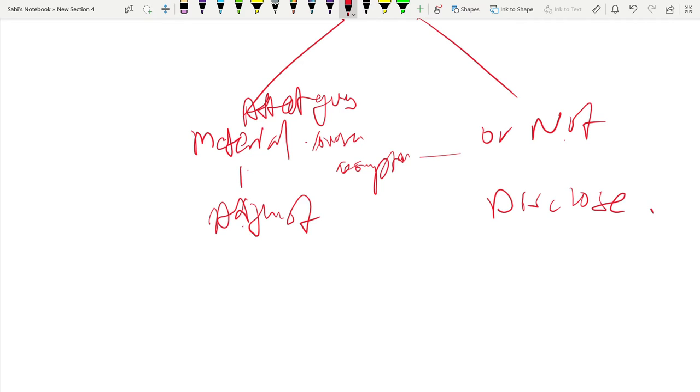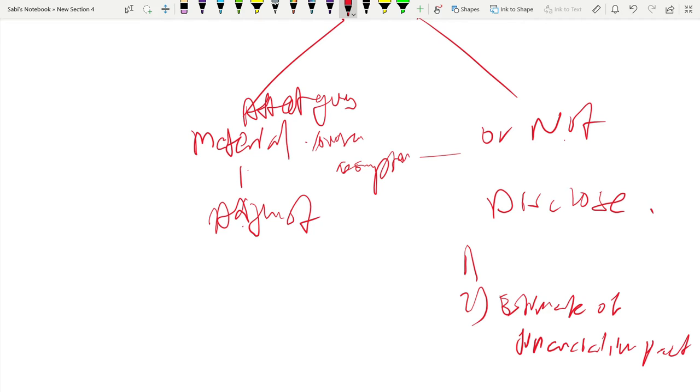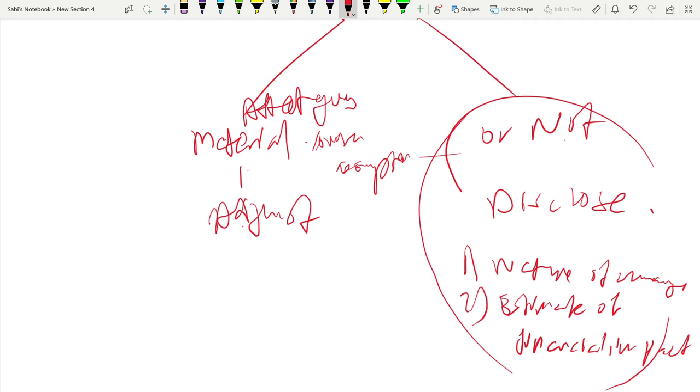And what do you disclose? You disclose two things. Number one, the nature of the change. Number two, an estimate of the financial impact of that change in tax rate, how significant it is. So you do the second thing according to this case, because this change in tax rate will not affect your going concern assumption. In fact, a lower tax rate is good. You do not have any going concern issues. So you are going to go by the second criteria. It's a non-adjusting event and you are going to disclose.